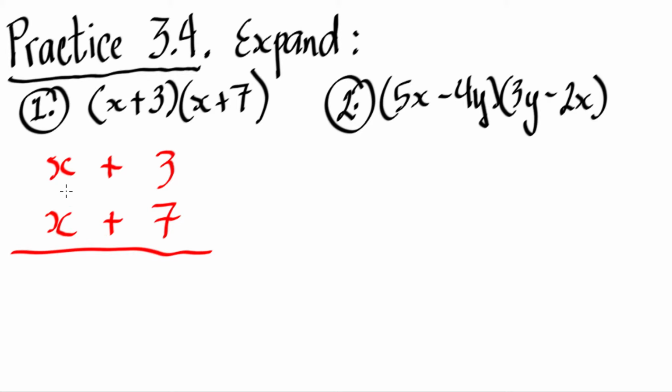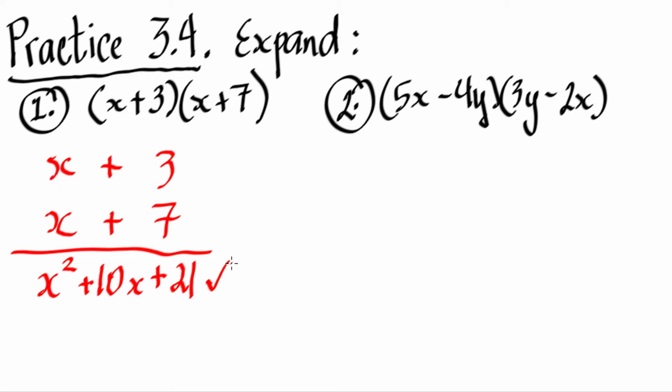First, vertically, x times x is going to give us x squared. Crosswise is x times 7 plus 3 times x. So x times 7 is 7x, 3 times x is 3x, and 7x plus 3x is going to give us 10x. Lastly, for the vertical step, 3 times 7 is, of course, 21. So this is our answer for number 1: x squared plus 10x plus 21.